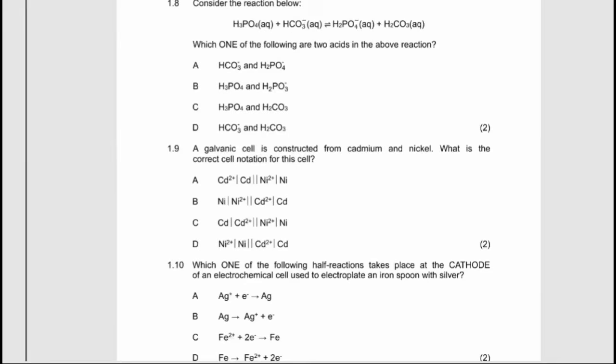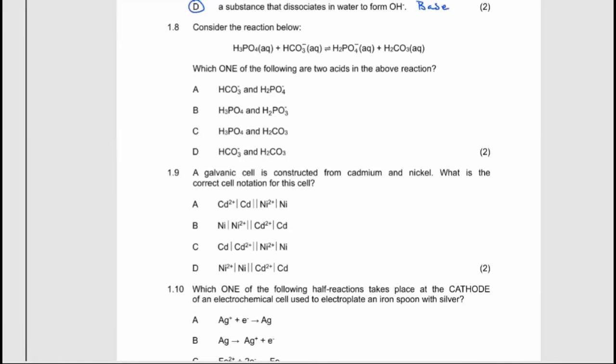To proceed to 1.8, it says consider the reaction below. The reaction below is this one there. Then we're asked which one of the following are the two acids in the above reaction. Basically, for us to be able to do this, we're going to quickly pair them.